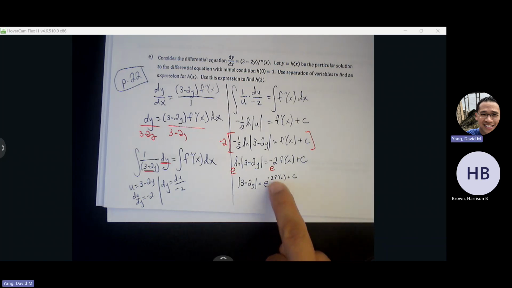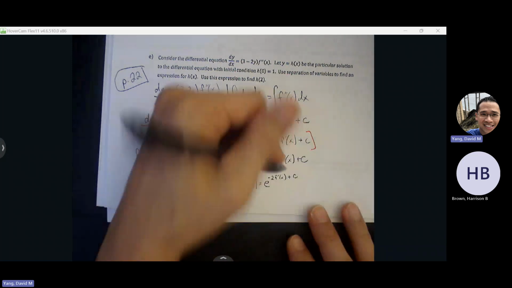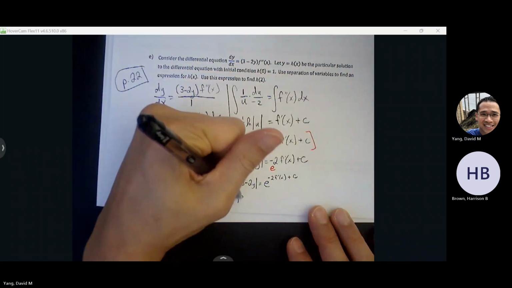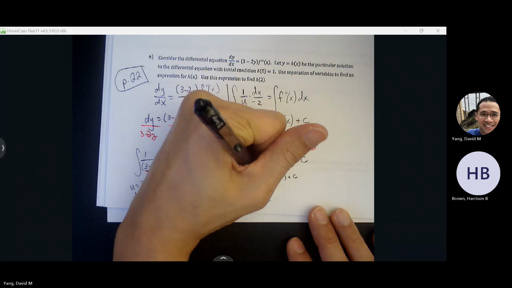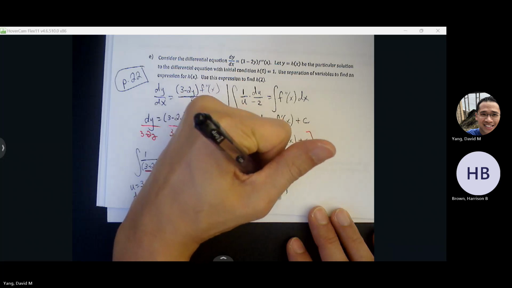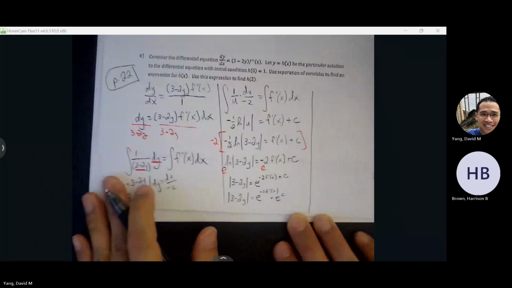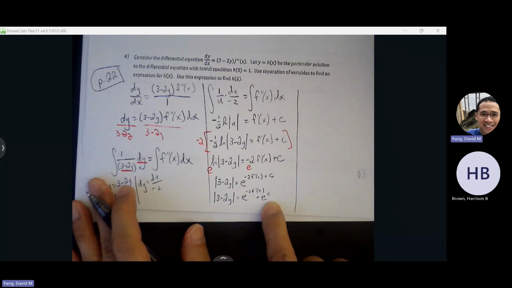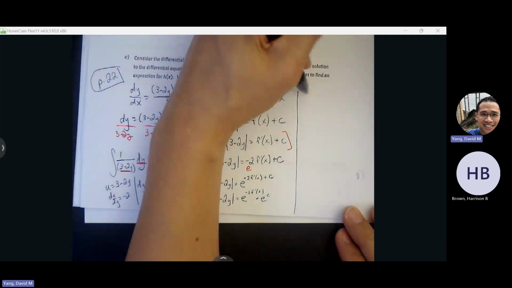I know that e to the exponent plus c is the same thing as e to the exponent times e to the c. And that e to the c can just be its own constant here. So I can convert that e to the c to just be one big constant, pull that constant out in front, drop the absolute value.